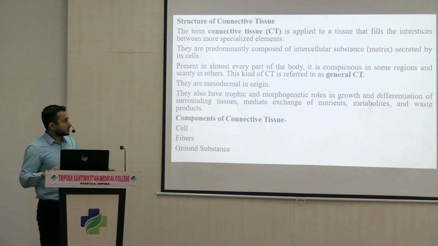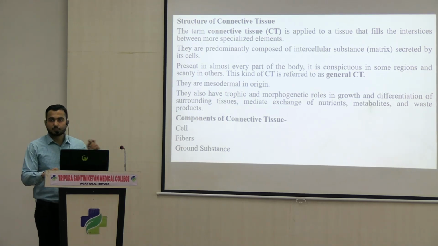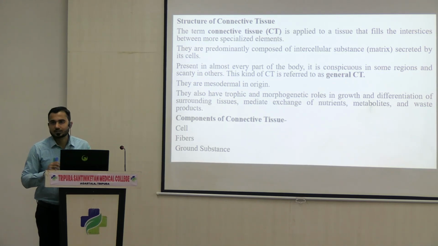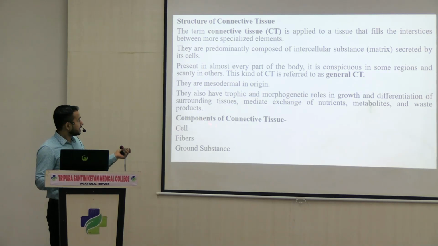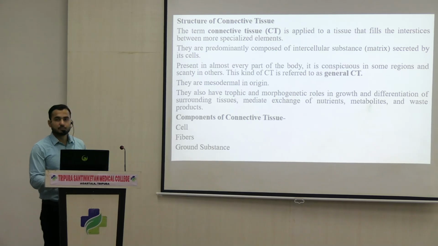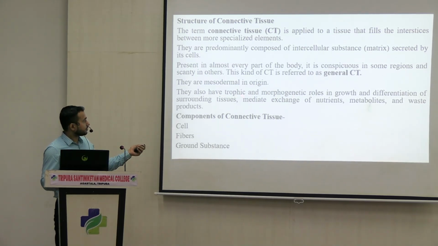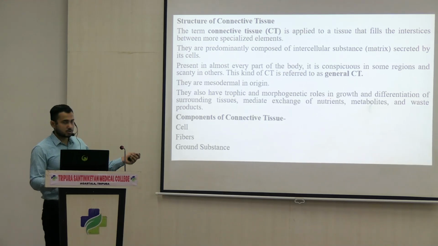Next, it is present in almost every part of the body, but in some areas the amount of connective tissue is more, sometimes it is less. Next, the connective tissue is mesodermal in origin, and along with that it has a very important function. What is that important function? As you can see, it has a trophic and morphogenetic role.